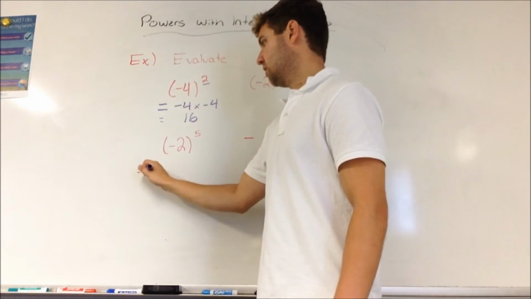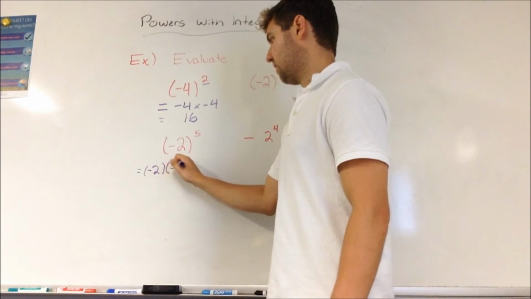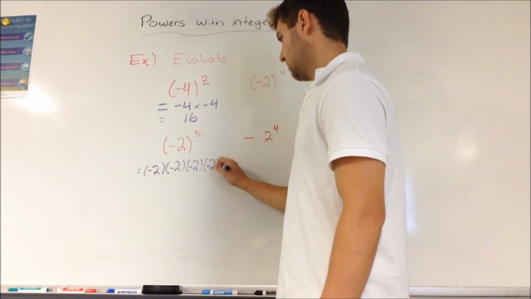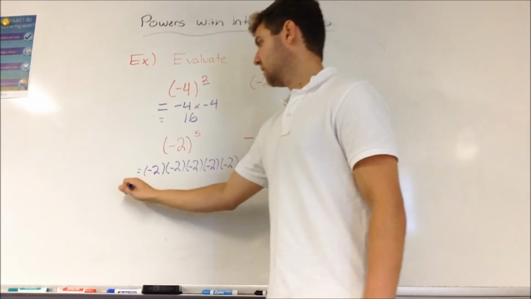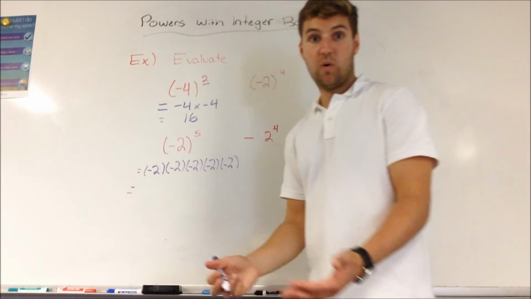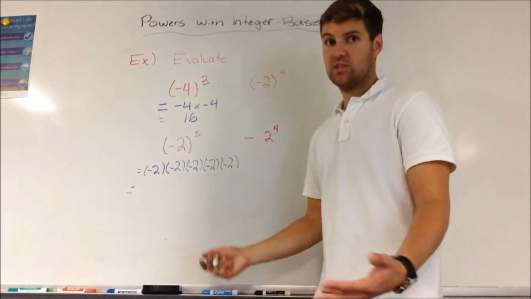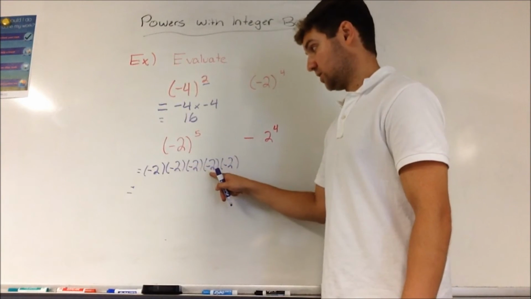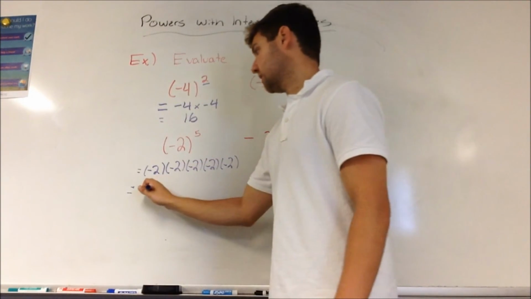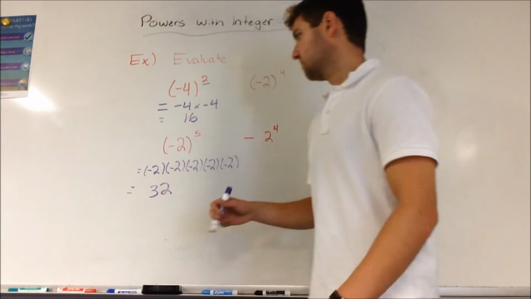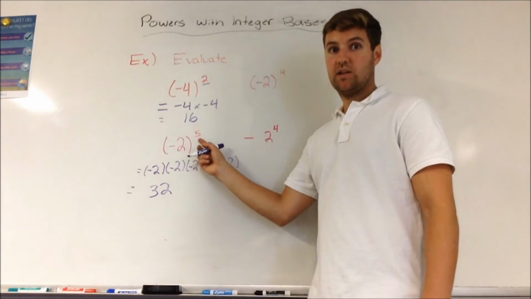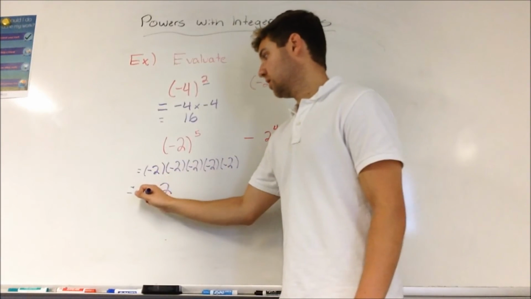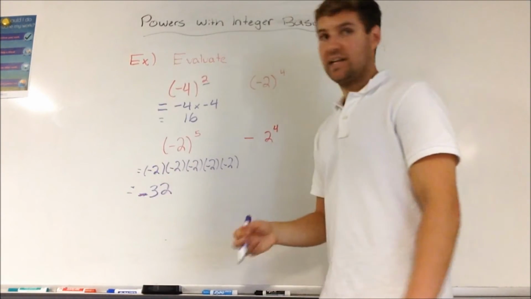Whereas this one, we have negative 2 to the exponent 5, which means we have 5 negative 2's multiplied together. Alright, so let's ignore the negative sign to start with and just focus on the numbers. 2 times 2 is 4, times 2 is 8, times 2 is 16, times 2 is 32. Now we look at the exponent. 5 is an odd number, so we know that it's going to be a negative answer.